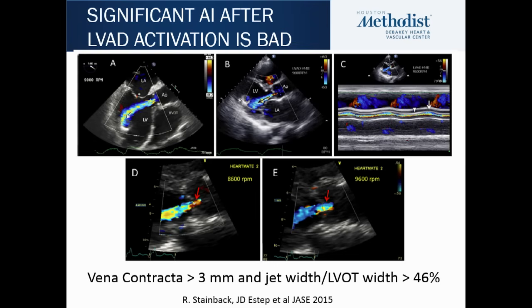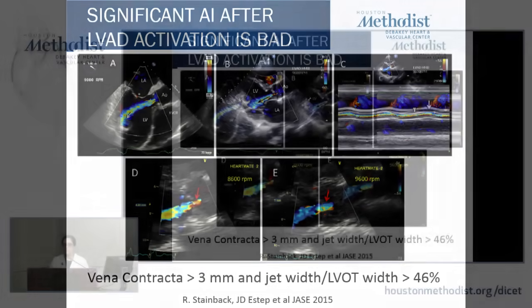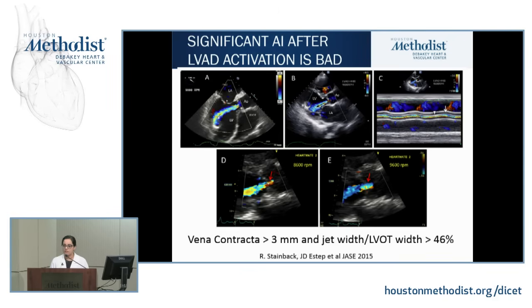So AI is bad, and the definition that's being used in the AI guidelines is still there. We're extrapolating from what we know of AI, just the vena contracta or the jet width, LVOT width greater than 46% is thought to be significant AI, but to be honest, I don't quite agree with that. And I think that needs to be taken with a pinch of salt, because it really depends on what your LVAD speed is at, what's the LV cavity size, what kind of hemodynamics we have. So it can't be that the same vena contracta at 8,000 RPMs means the same amount of regurgitation if you're at 11,000 RPMs. That's just very intuitive.